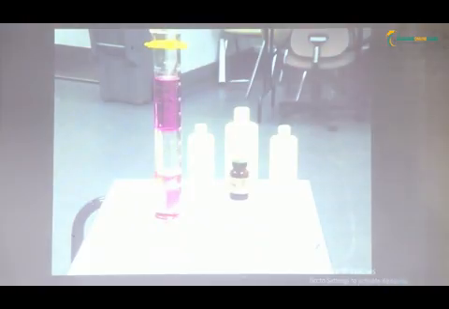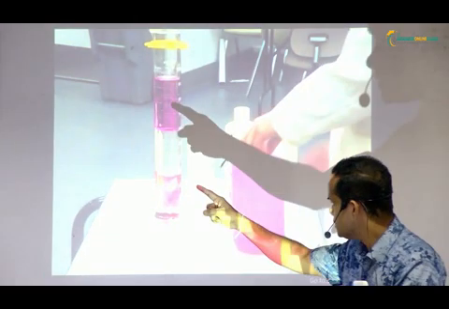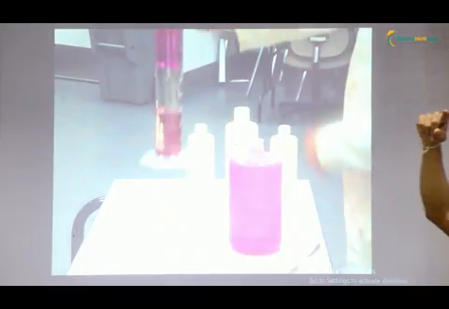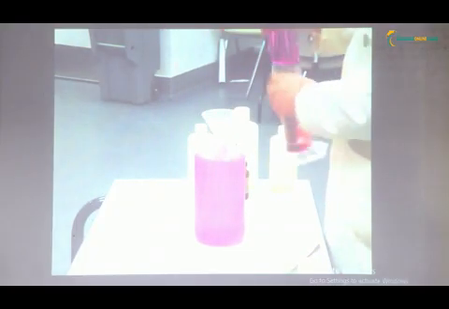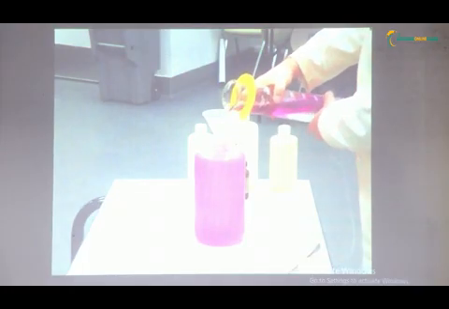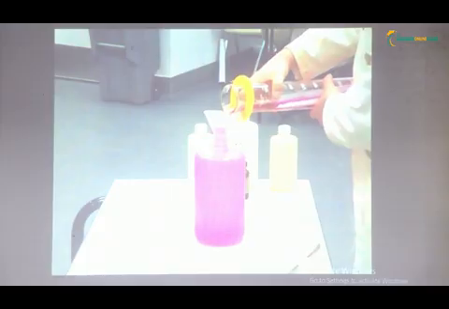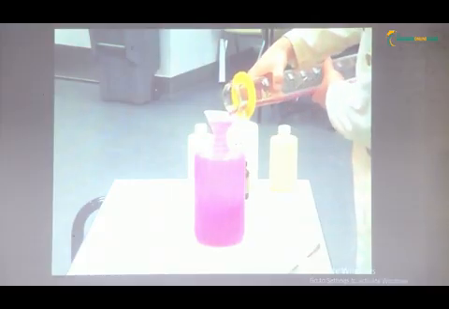Now going to mix all these together. What would happen? He is going to put all these 1, 2, 3 into this bottle and going to mix. What happens? 1 and 3 mix together, the upper one and the lower one. But the second one says, no, I am not going to mix with you. I am immiscible. It stays colorless.